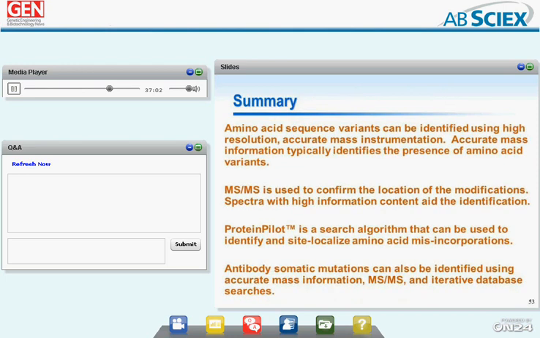So in summary of this webinar, we've shown that amino acid sequence variants can be identified using high-resolution accurate mass instrumentation. This accurate mass information typically will identify the presence of your amino acid sequence variants. We then use MS-MS to confirm the location of all of these modifications, and this is always aided by the ability to have spectra with high information content. We use our Protein Pilot search algorithm, which can help us identify as well as site localize any amino acid mis-incorporations. And in our final example, we were able to show any antibody somatic mutations could also be identified using both accurate mass information, MS-MS, and subsequent iterative database searches.